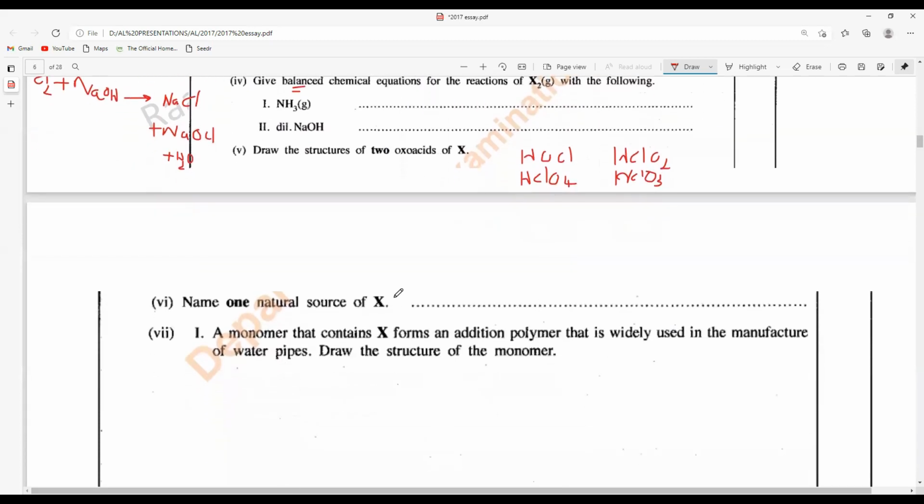Name one natural source of X. So X is chlorine, is naturally present in where? Seawater, right? So you can mention seawater. That is a normal question, right?